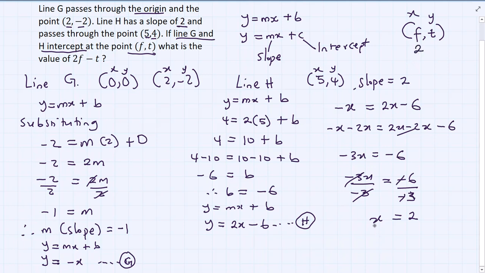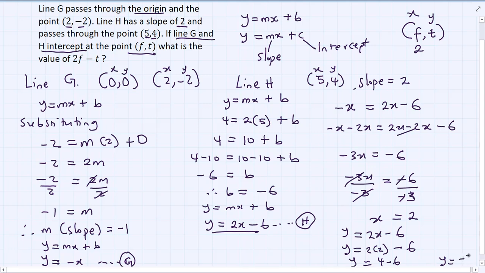So let's substitute this x into either equation, whether the equation for H or the equation for G, and solve for what we have. Using y is equal to 2x minus 6, substituting x as 2 gives us y is equal to 2 bracket 2 minus 6. That becomes y is equal to 4 minus 6, and 4 minus 6 gives you negative 2. So we have negative 2 for the t value.